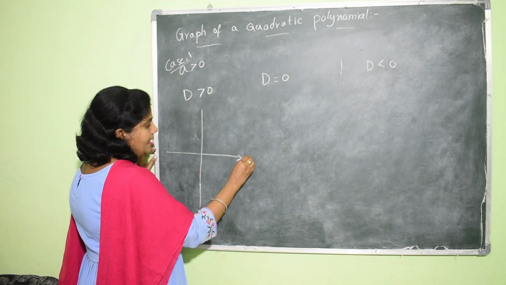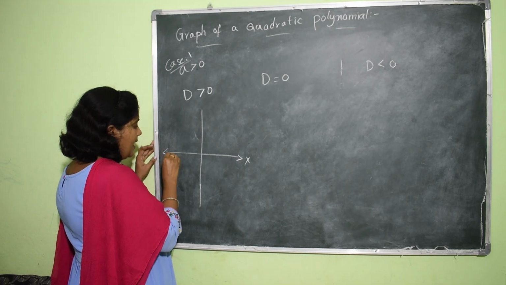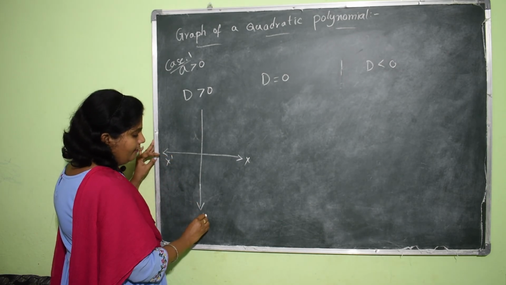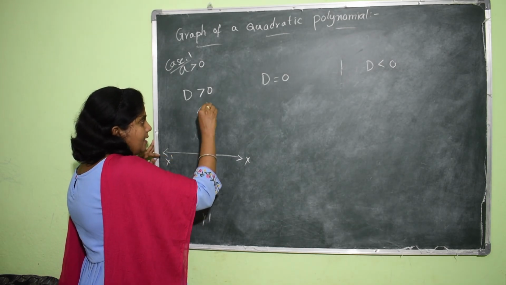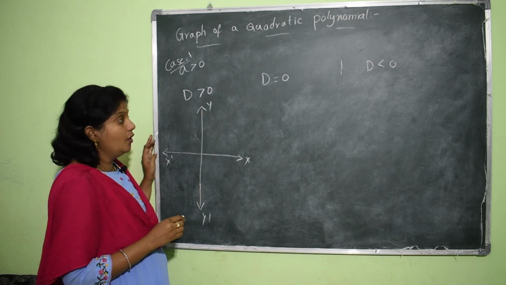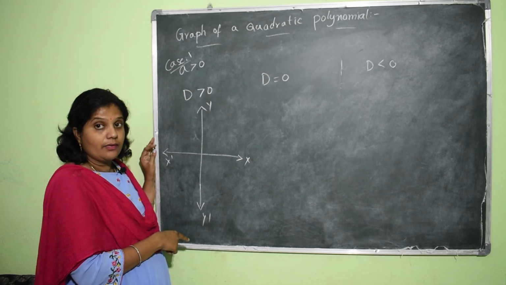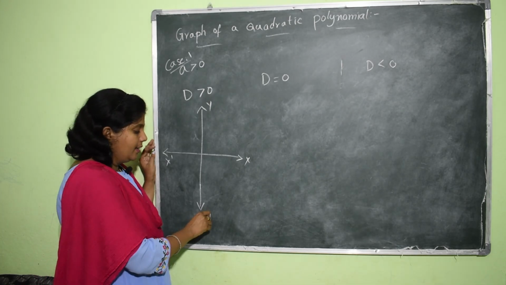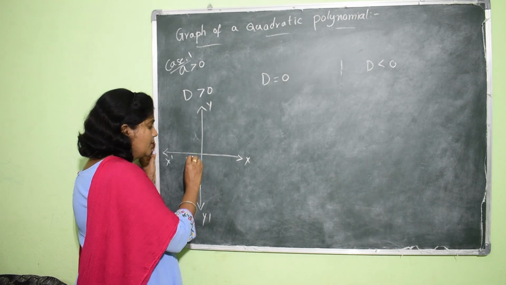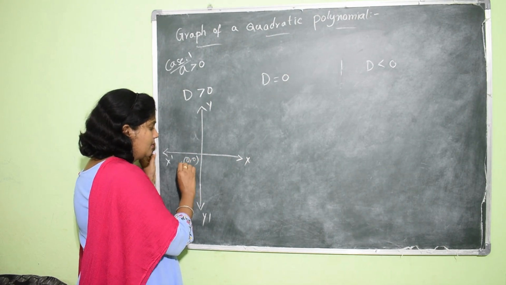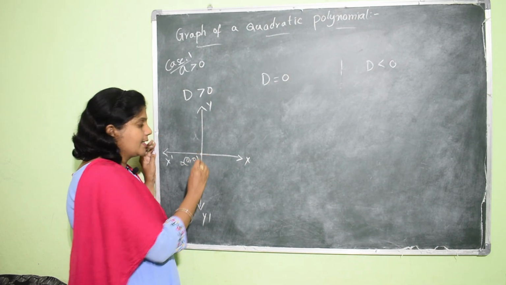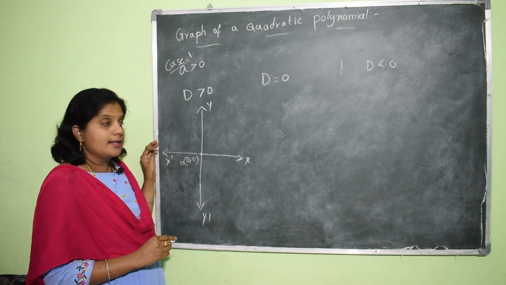That is, this is the x-axis, this is x dash, meaning the negative x-axis, y dash, the negative y-axis, and the positive y-axis. So the positive axes we will represent with x and y, and the negative axes we will represent as x dash and y dash. Let it be (0, 0), that is the origin. So this intersection point is nothing but O (0, 0).